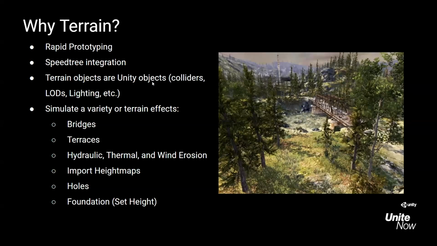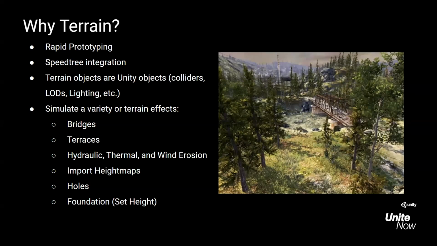The objects on the terrain, we'll talk about this again today. When you place objects, such as trees or rocks or whatever, these are all Unity objects, which means that we're going to get all the benefits: the colliders, the LODs, all the lighting. Everything is just native to Unity, which means that it's going to plug in and work well with all of the existing systems.